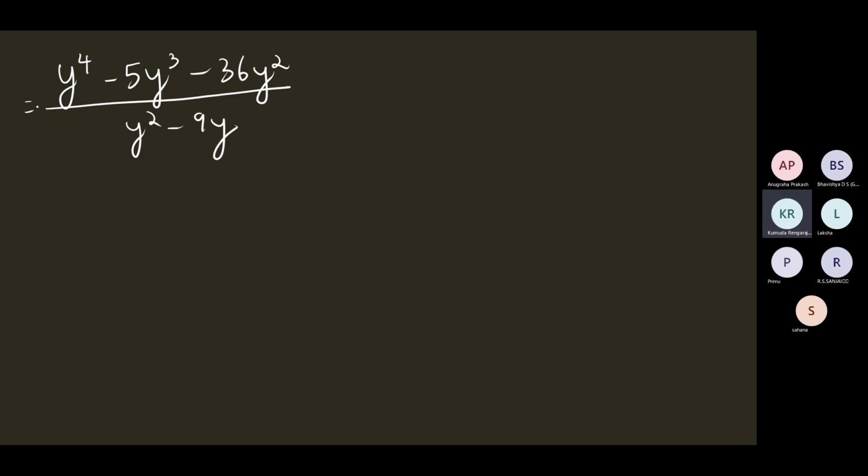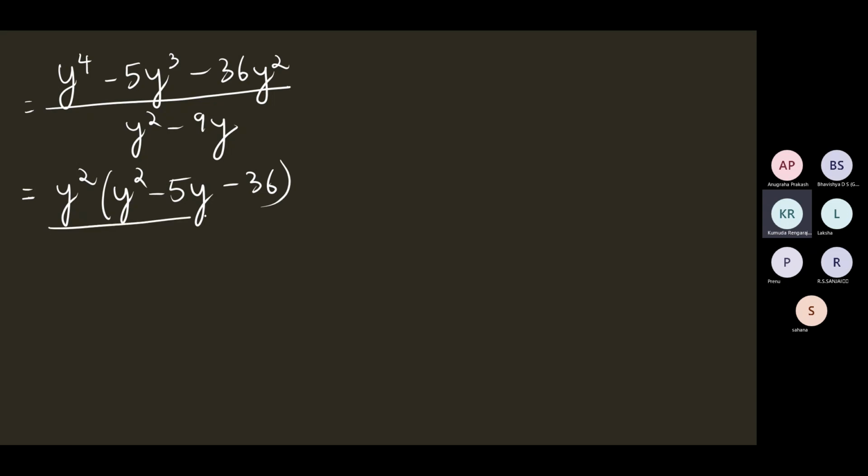See, this is the question. y to the power 4 minus 5y cubed minus 36y squared, this expression should be divided by y squared minus 9y. The golden rule is to always take out the common factor. In the numerator, the three terms have y squared in common. So take out the common factor y squared, and in the bracket you will get y squared minus 5y minus 36.